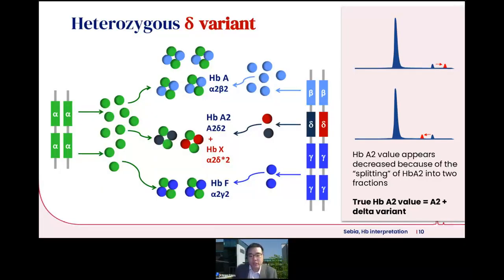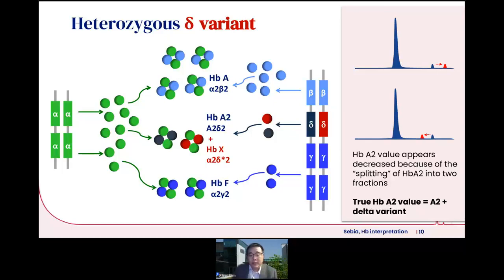How about the situation of a heterozygous delta variant? So the delta gene, there are only 2 copies of them. So like the beta variant, you would actually see the hemoglobin A2 being split into 2. Once again, the change can affect the chemistry in either way, so it can shift the peak to the left or to the right.